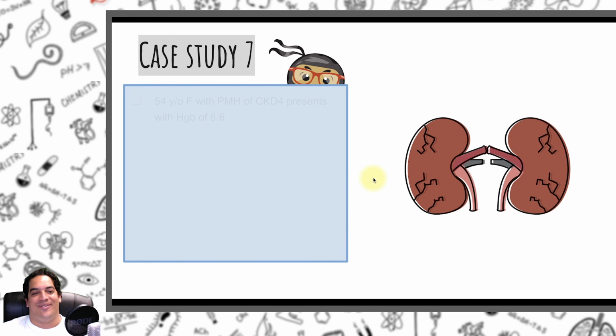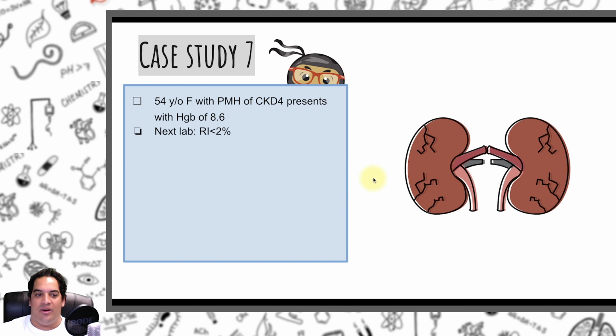7. All right, here we go. 54-year-old female, past medical history, CKD4, presents with hemoglobin of 8.6, anemic. What do you do? Check retic. It's low, underproduction. What do you do? Check MCV. It's low. MCV is 85. MCV is normal, I apologize, 80 to 100. So that's a normocytic anemia.